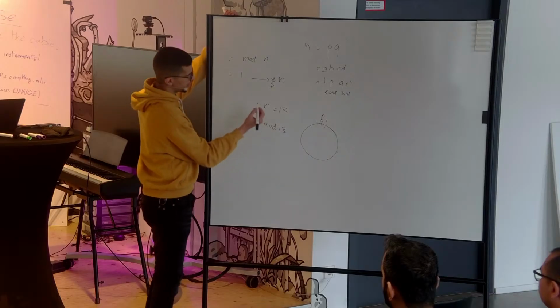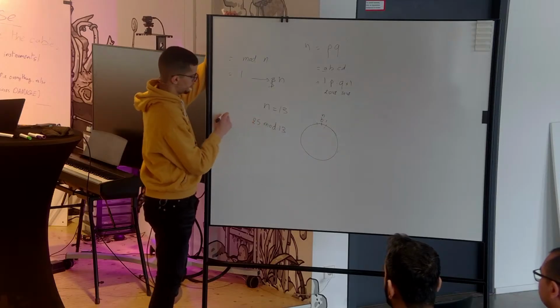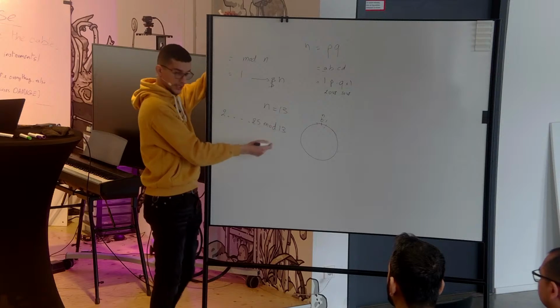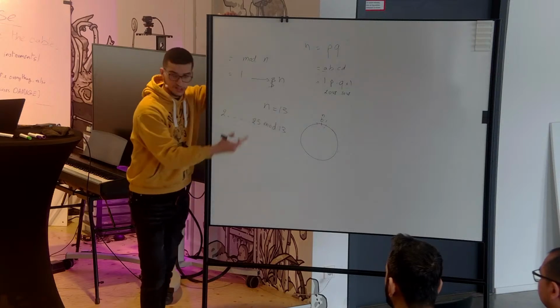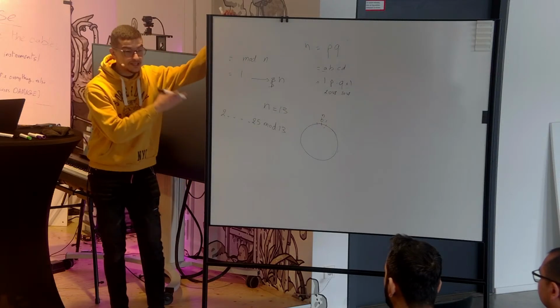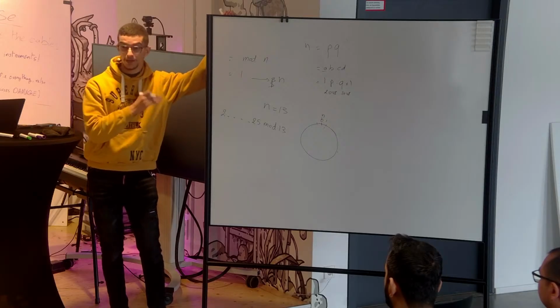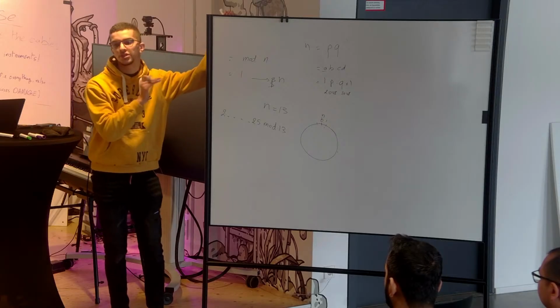We can choose here something like 2 billion something. The result of this is going to be a number which is less than 13. And this is extremely fast and efficient. Our computers can do this really, really fast.